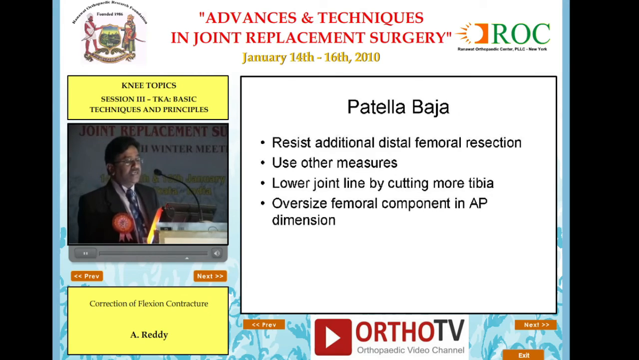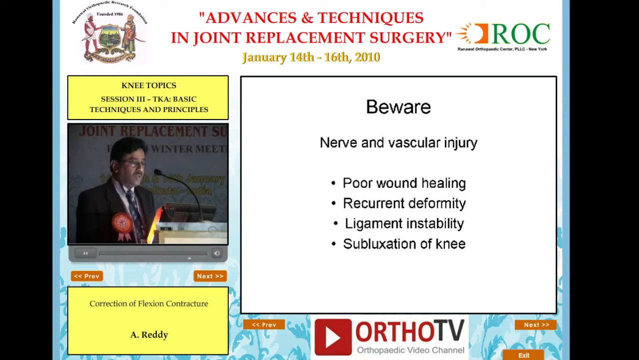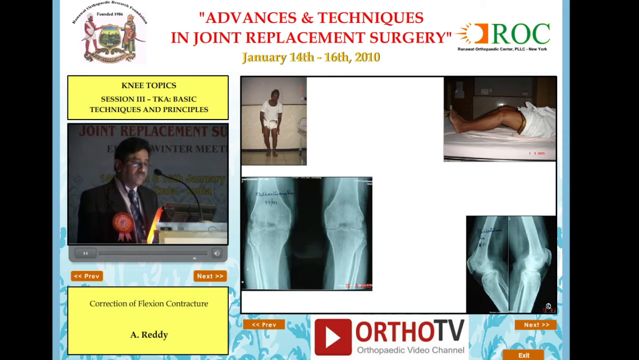You should resist additional distal femoral resection and use other measures: lower the joint line by cutting more tibia, and use an oversized femoral component in the AP dimension to address this problem. Beware of nerve and vascular injury, poor wound healing, recurrent deformity, ligament instability, and subluxation of the knee. These are important points in dealing with flexion contracture, but every orthopedic surgeon who wants to practice in India should know how to address flexion deformities of the knee.